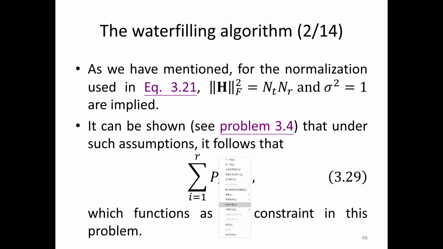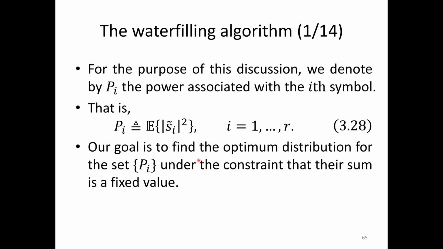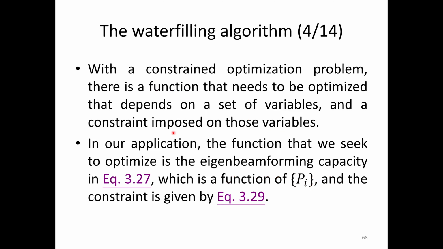In equation 3.29, we can see that the summation i equals 1 to R, where R is the channel rank, of Pi is equal to 1, where Pi is defined as the expectation of the square of the absolute value of S tilde i, and S tilde i is the ith symbol to be transmitted.